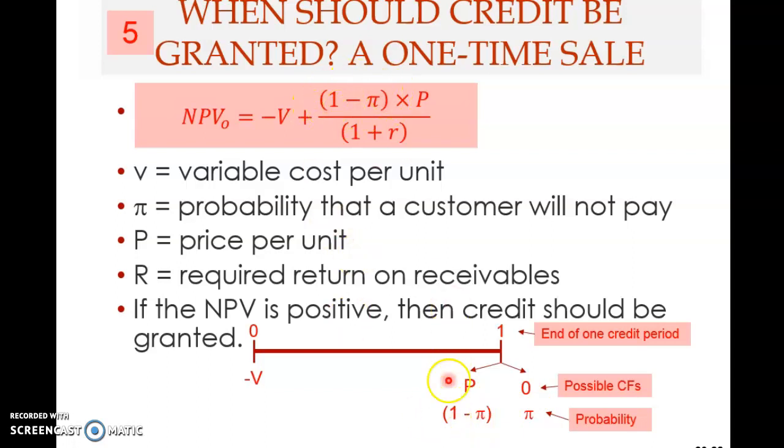Now, these are the possible cash flows and this is the probability. So what is the expected cash flow? The expected cash flow is this multiplied by this plus this multiplied by this. But this multiplied by this is 0, and anything multiplied by 0 will be 0. Therefore it is just P multiplied by 1 minus pi. This is the expected cash flow at the end of one credit period. This is what you expect to gain, the expected positive cash inflow.